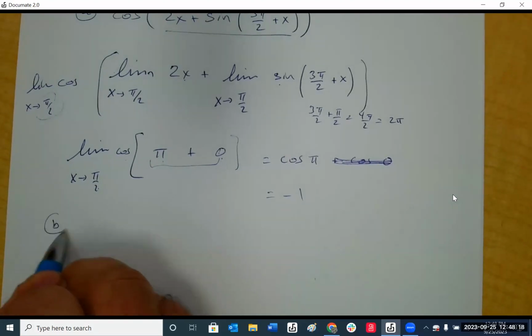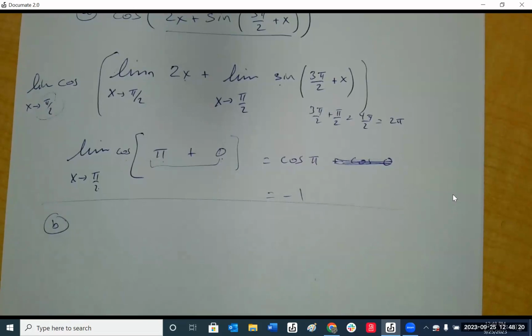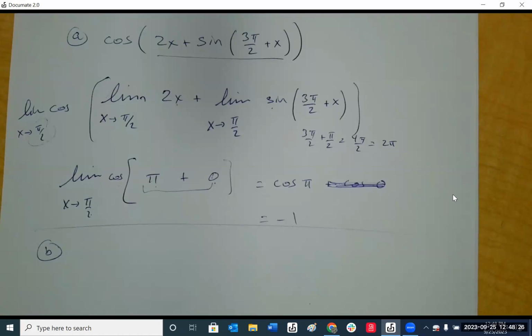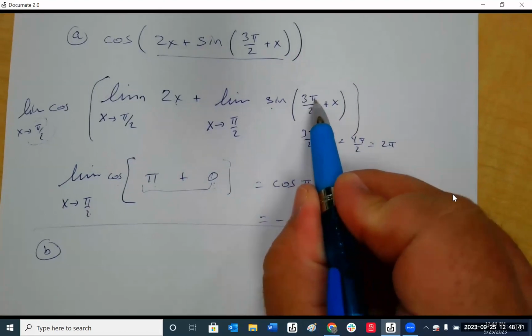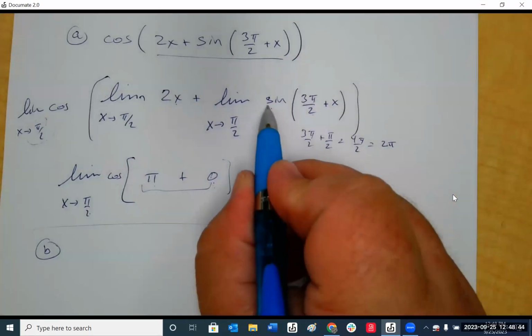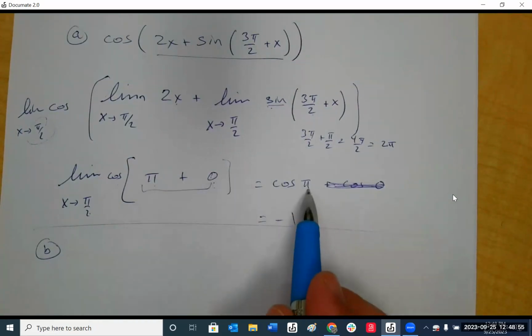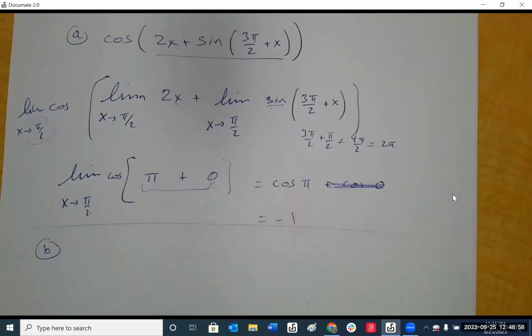It looks more complicated than it is because of all the pi over 3s and 3 pi over 4s. It's always like that, and it makes it much easier than it looks. This part? 3 pi over 2 plus pi over 2 is 4 pi over 2, which is 2 pi. Sine of 2 pi is 0. And so pi plus 0 is pi, so cosine of pi is -1.